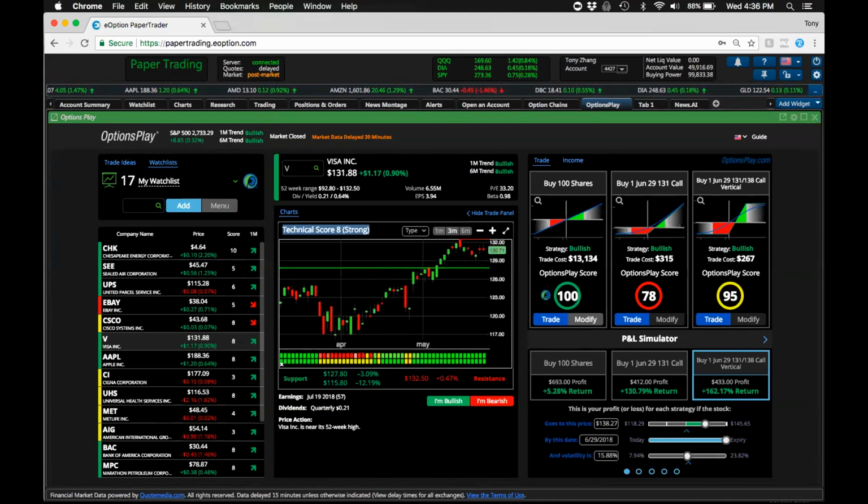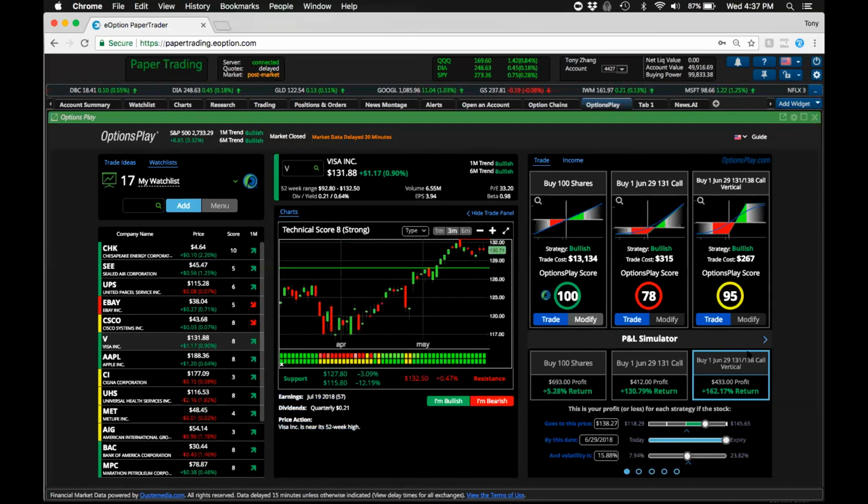So as you can see here, Visa turned bullish back here in mid-April, and notice how this has continued going higher the whole time, and the trend has pretty much stayed bullish the entire time. So not only do you know that it's currently bullish, you know that it's been bullish since mid-April. This gives you some context as to how long the stock's been in this bullish trend, which may help you decide whether you're going to be a trend follower or looking at contrarian type trades. And lastly, you have earnings, dividends, and price action data here at the very bottom.